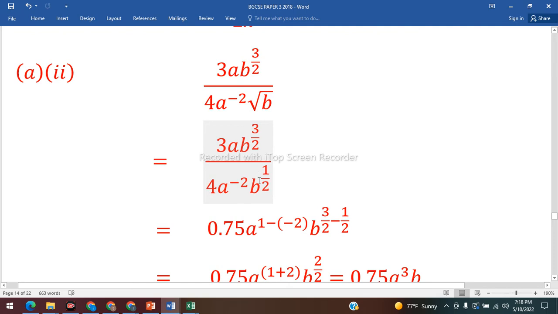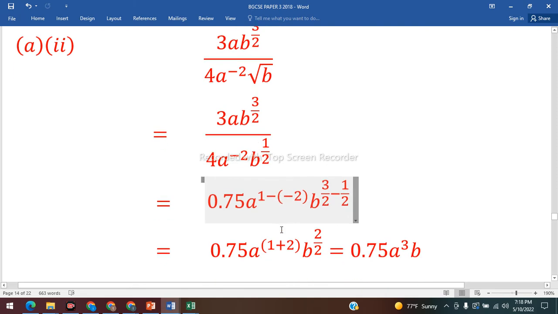Same thing for b, right? They are the same base. So if we're dividing them, we are going to subtract the powers. So it's going to be 3 divided by 2 minus 1 divided by 2. So 3/2 minus 1/2. Good. Negative and a negative. Negative times a negative gives us the what? Positive. So 1 plus 2.